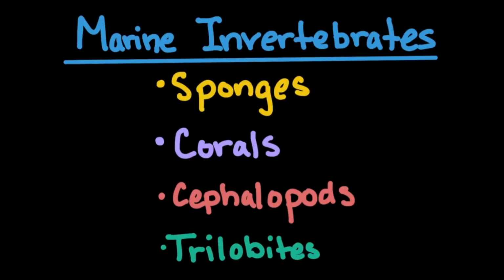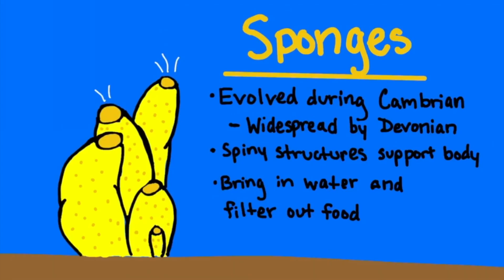We'll finish this video by talking about Devonian invertebrates. Marine landscapes were dominated by invertebrates such as sponges, different types of corals, cephalopods, and trilobites. Sponges evolved during the Cambrian and were widespread by the Devonian. They contain spiny structures that support the body. They bring in water through pores and filter out food.